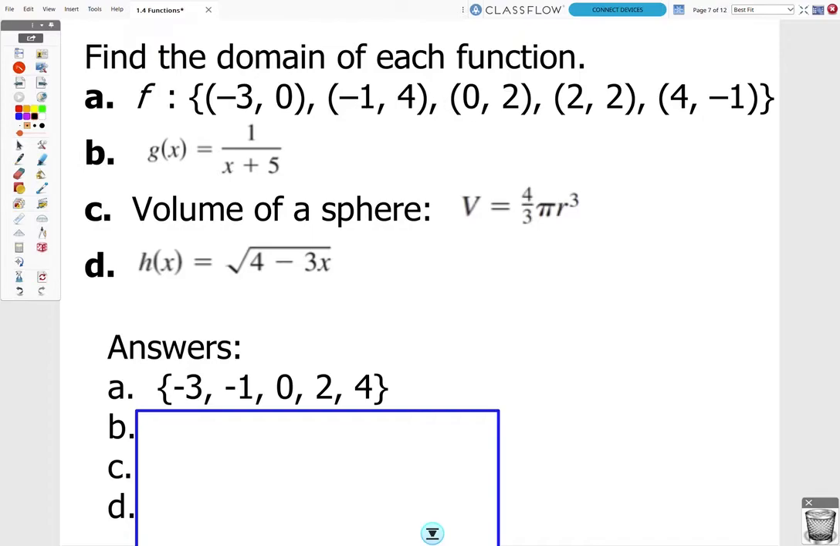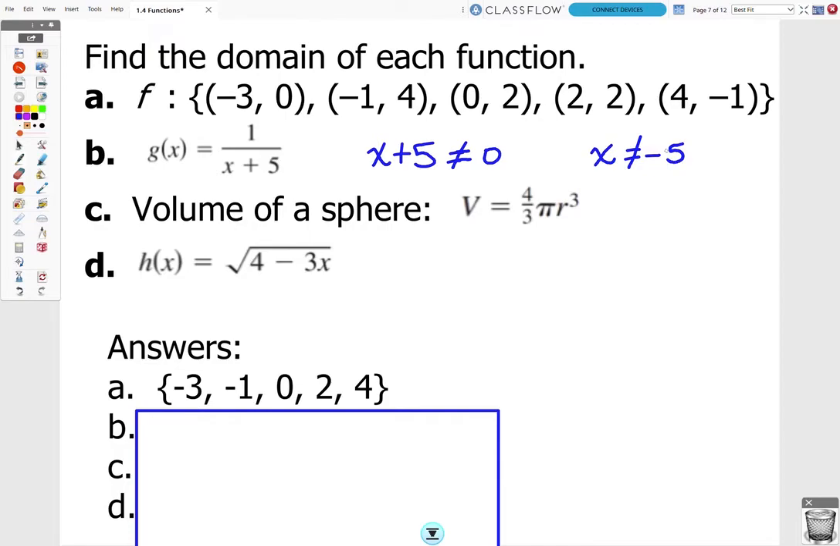Alright, now part B, we just got done talking about. We see a fraction. Now we have to worry about division by 0. So in part B, division by 0 tells me that I cannot have the bottom of this fraction equal to 0. That means x plus 5 cannot equal 0. So it might be easy to say that x cannot equal negative 5. Just solve for x. Alright?